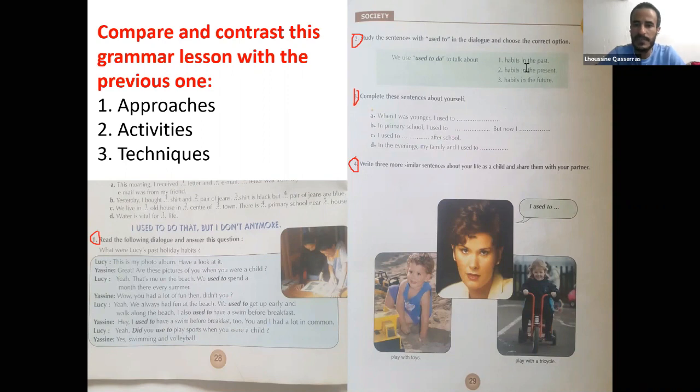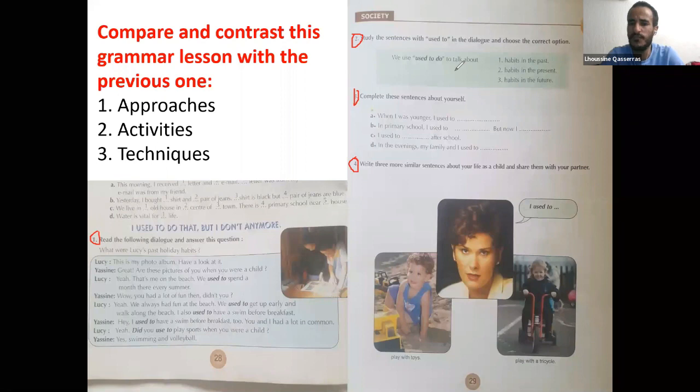Now, activity number two. Study the sentence with used to in the dialogue and choose the correct option. What is this number two? Activity number two, what's the purpose? What's the purpose? Can you please write in the chat box? Yes, noticing, presenting. Is it presenting or noticing? Yes, highlighting is notice, is observation. Okay, it is noticing. You are given the rule. It can be also presentation if you want to start with the deductive approach. But here it's noticing.